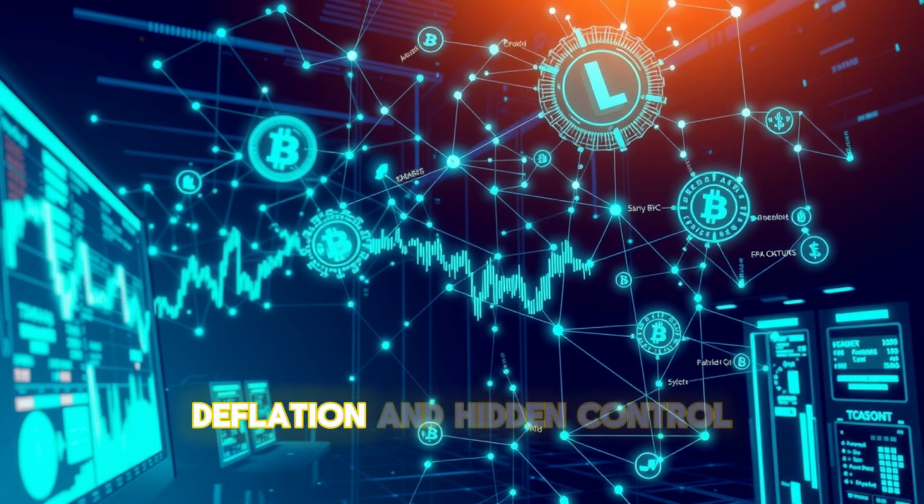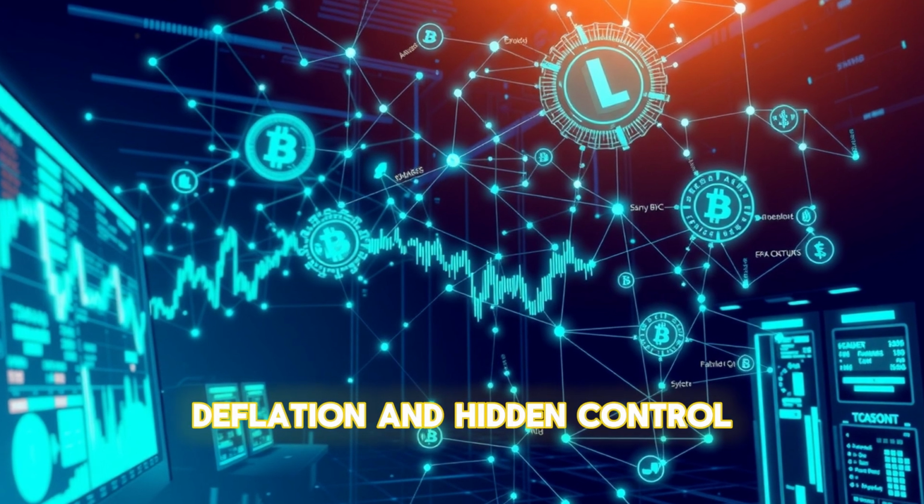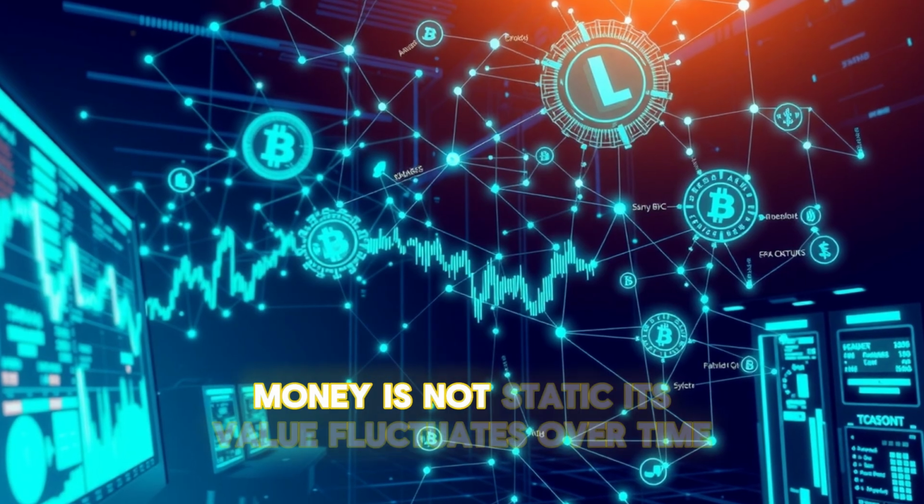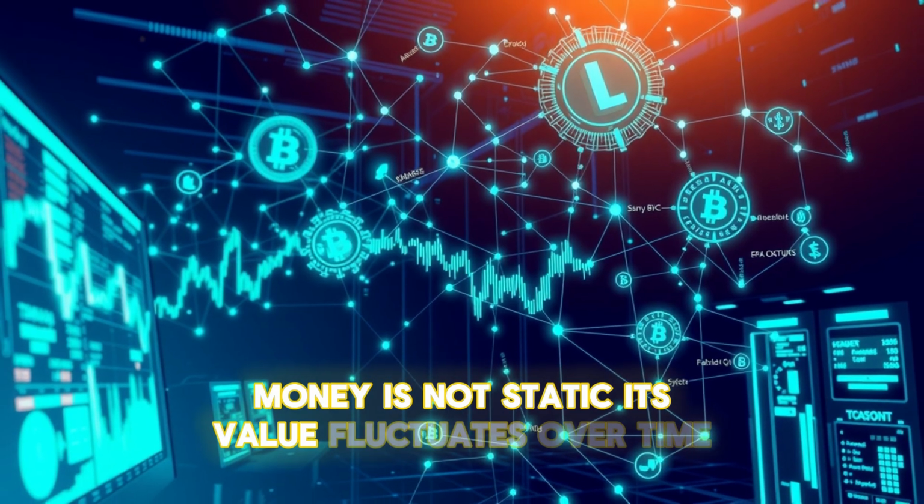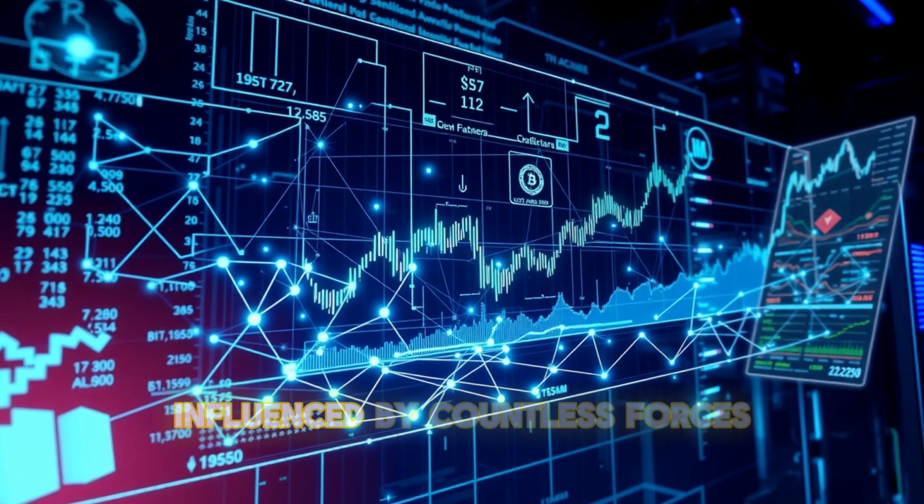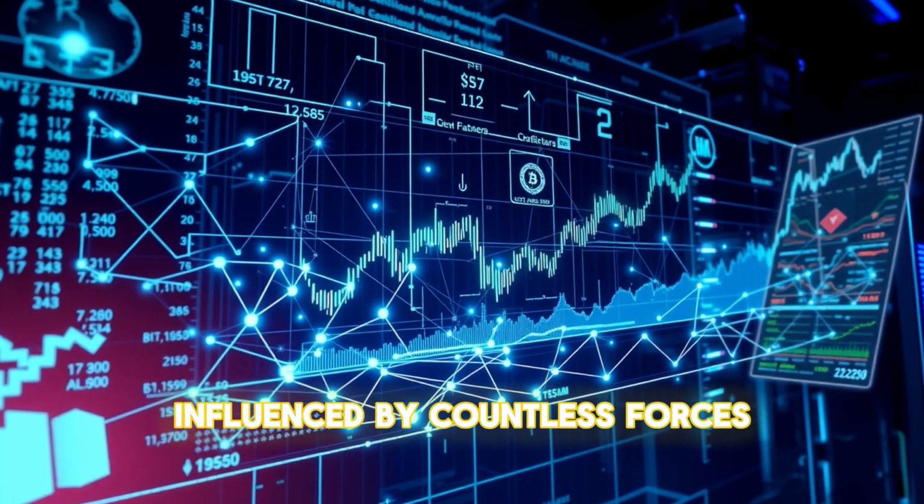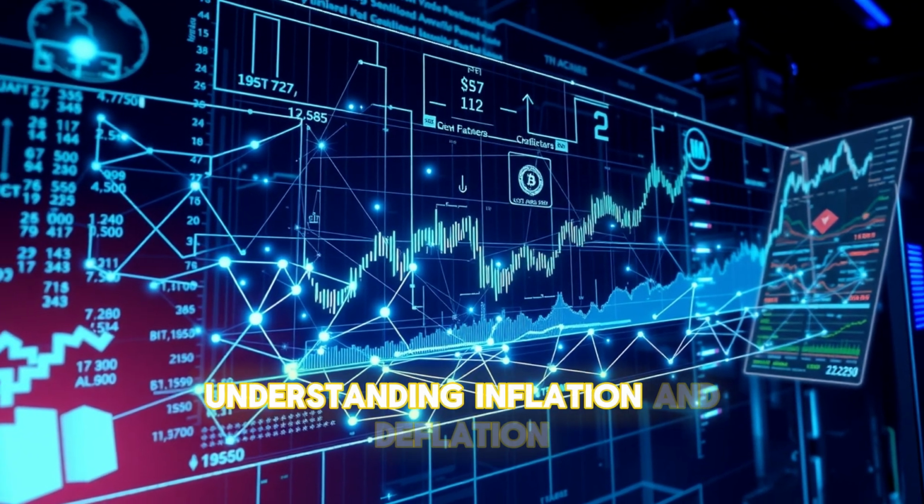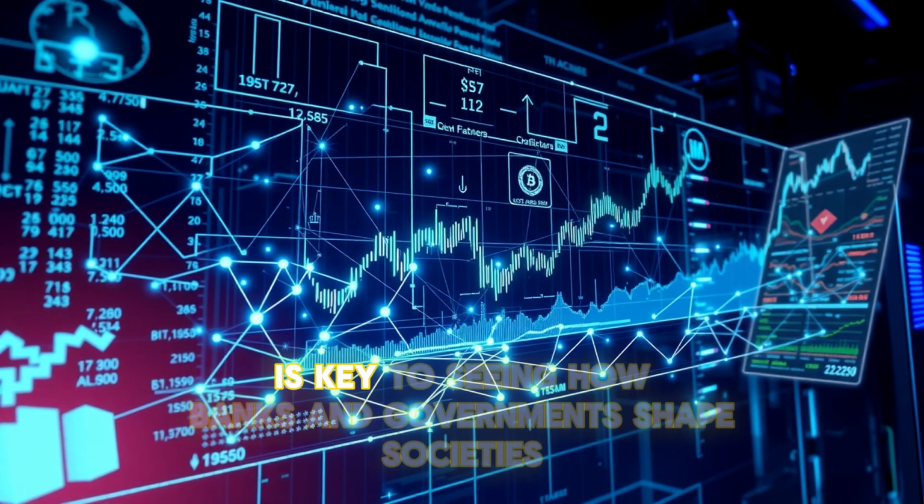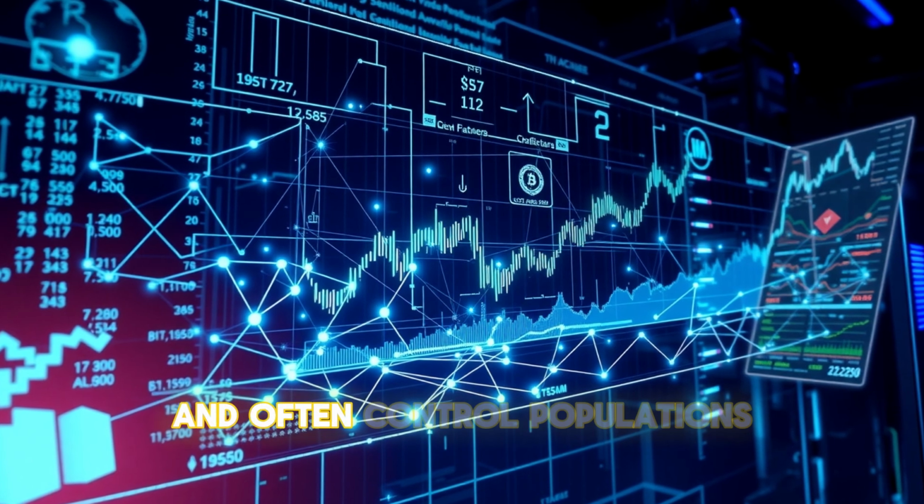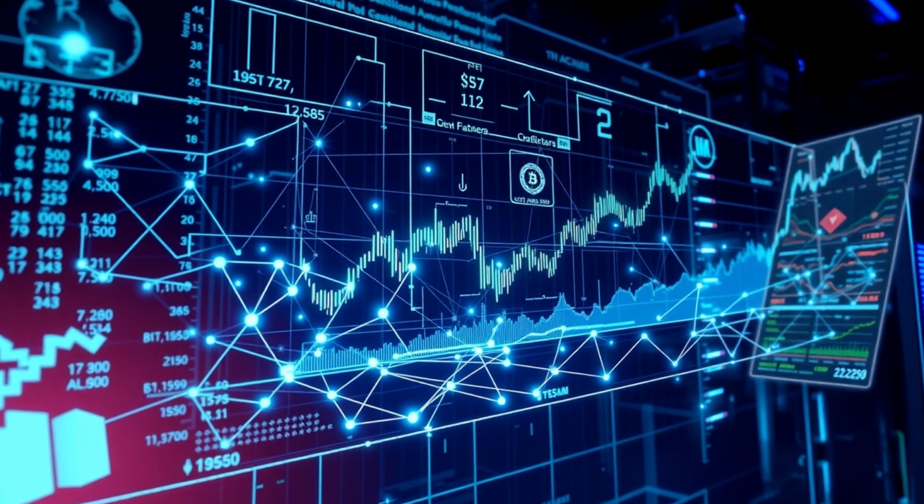Part 3. Inflation, deflation, and hidden control. Money is not static. Its value fluctuates over time, influenced by countless forces. Understanding inflation and deflation is key to seeing how banks and governments shape societies and often control populations.